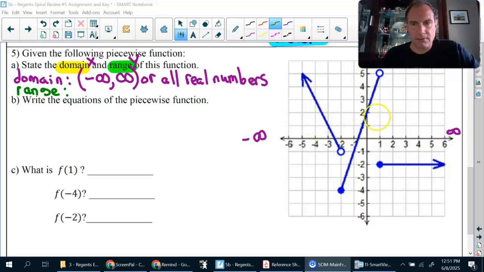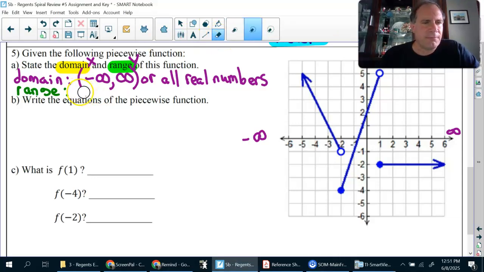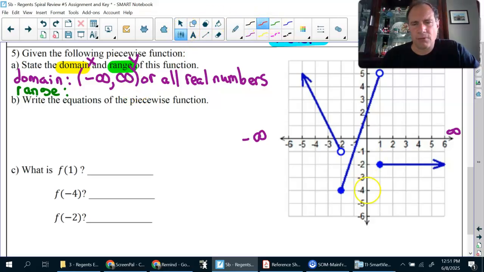Now, range is something a little bit different. We're going to go to the lowest part of the graph. That lowest part of the graph is negative 4, and negative 4 is included in that because it has a closed circle. So we're going to put a bracket and negative 4. So now we have to check to see if negative 2 is involved. Yes, this is all involved all the way up to 5. And then it goes further all the way this way. So it's positive infinity up here.